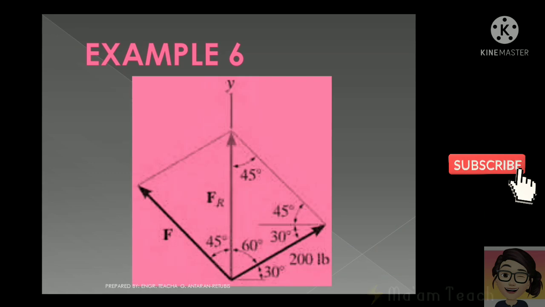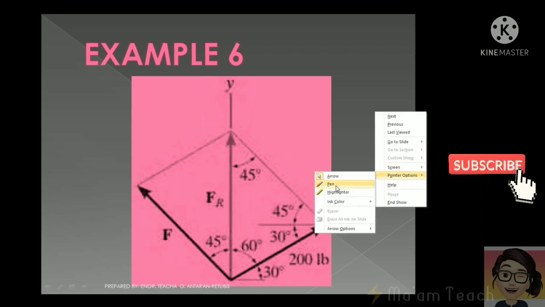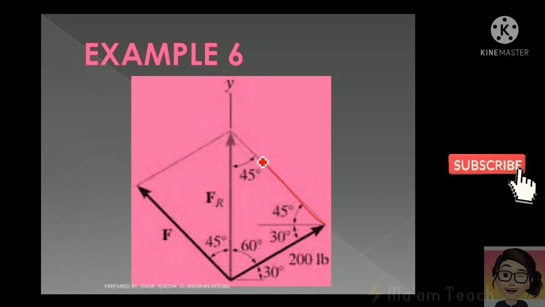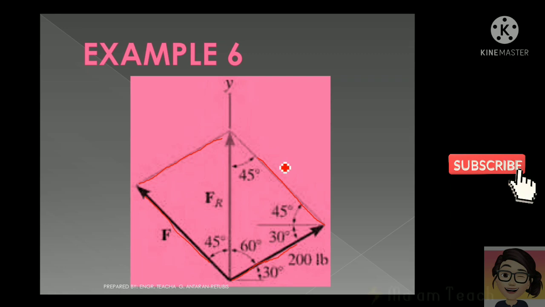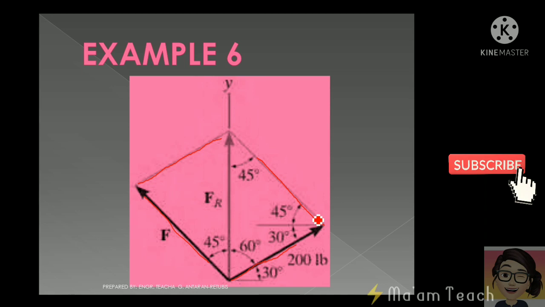Okay, we will have to draw a parallelogram based from the given forces. So as you can see, we have drawn a line which is parallel to our force F. We also drew a parallel line to our 200 pound to form a parallelogram. And take note also that we have analyzed the angle on each side of the parallelogram.